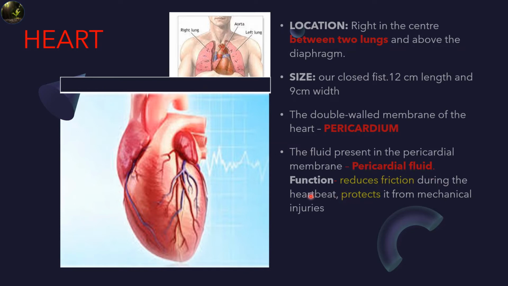This is also very important. You have to learn this. What is the function of pericardial fluid? Pericardium is the outer covering or double-walled membrane of the heart. Then what is the location of the heart? That is right in the center between two lungs and above the diaphragm.